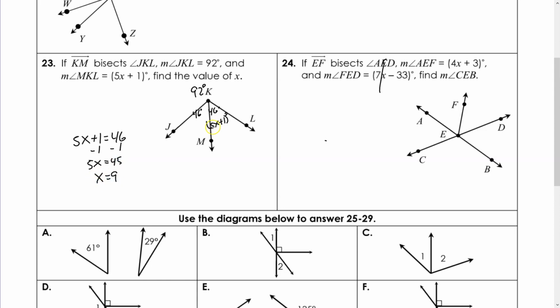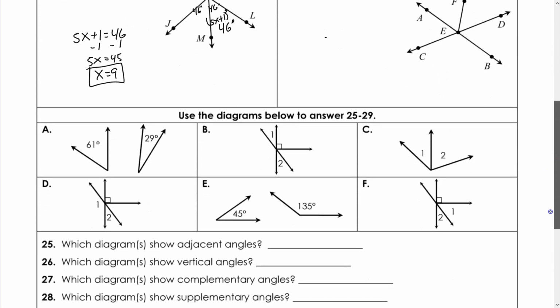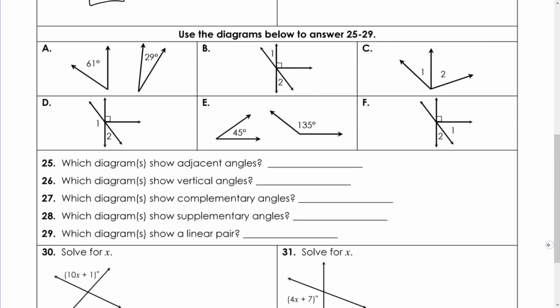If we check it out, 5 times 9 is 45. 45 plus 1 is 46 degrees. So that works. So your answer is x equals 9. We're going to use these diagrams to answer 25 to 29. Which diagram shows adjacent angles? Adjacent angles are angles that are next to each other, which is clearly C.